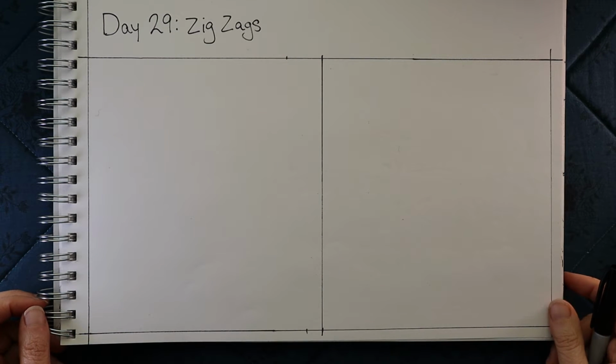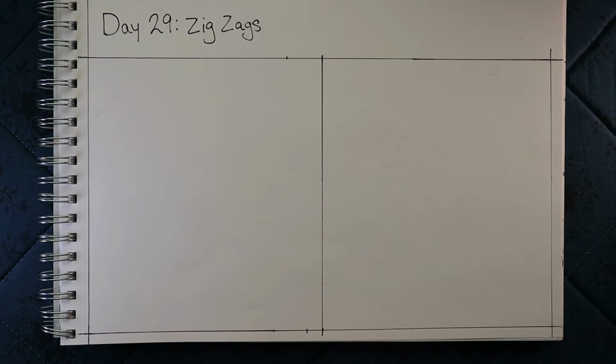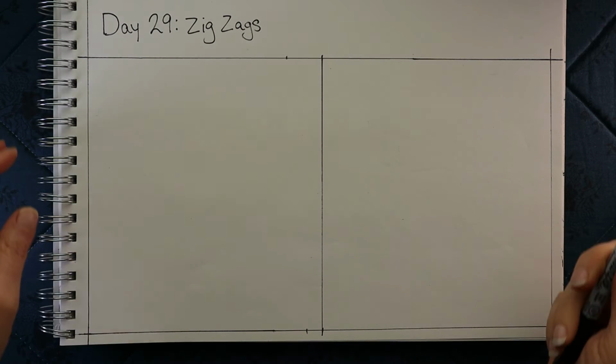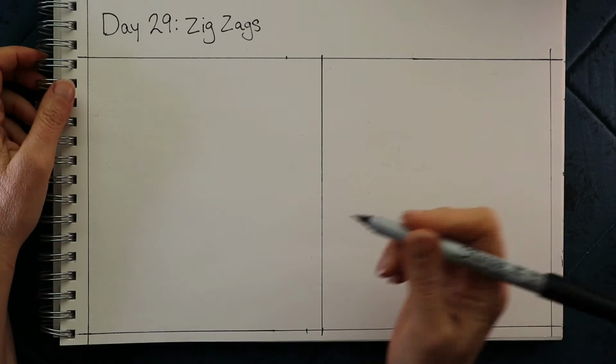Hello everyone, it is day 29 of the Doodle School Free Motion Doodle Challenge, and the prompt for today is zigzags. I'm going to show you two different ways that you can do zigzags today.